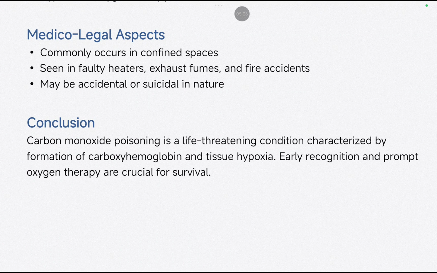So, what is the conclusion? Carbon monoxide poisoning is a life threatening condition characterized by the formation of carboxyhemoglobin and tissue hypoxia. Early recognition and prompt oxygen therapy are crucial for survival.